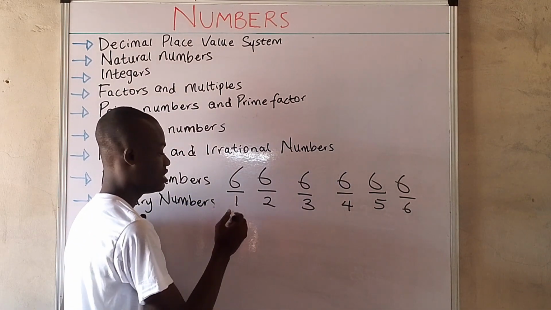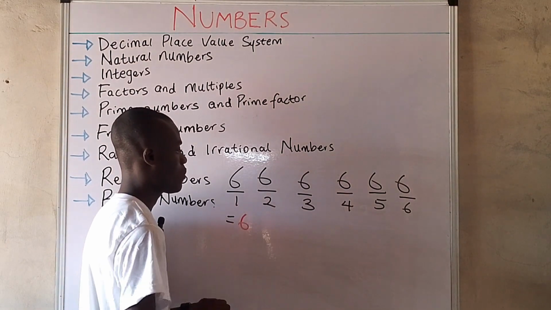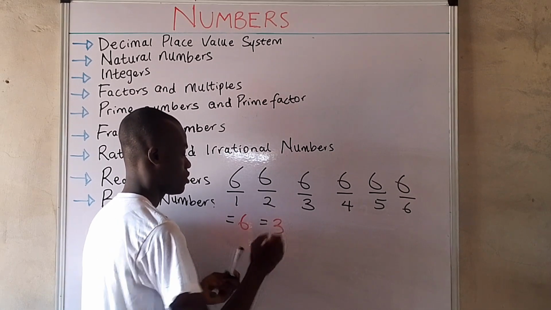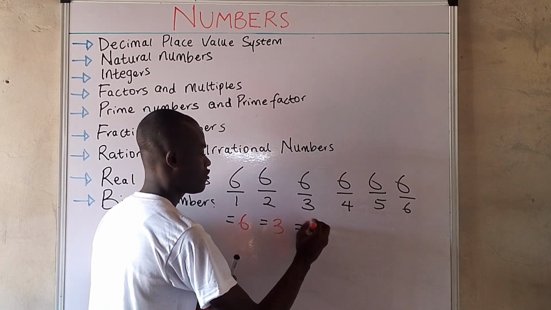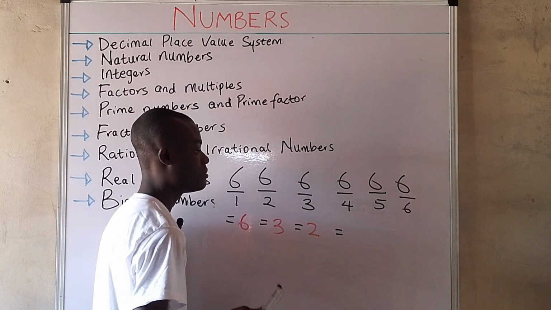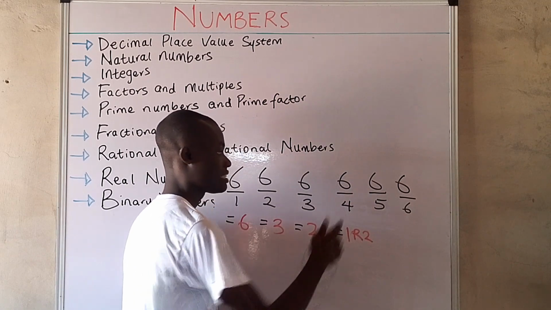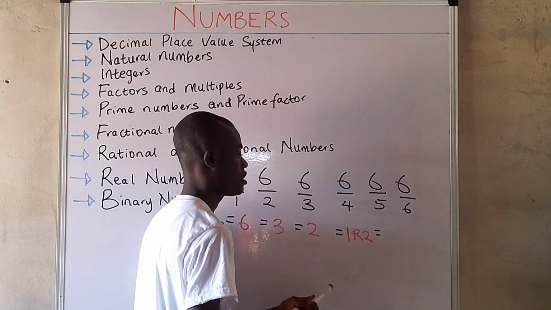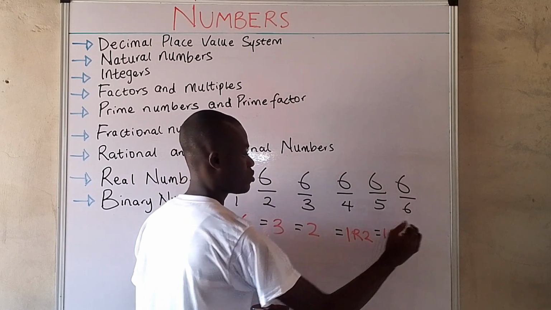Now, 6 divided by 1 will give us 6. We have 6 on this side. For this other one, 6 divided by 2 will give us 3. So we have 3. For the next one, 6 divided by 3 will give us 2. So we have 2 on this aspect. Then for the next one, 6 divided by 4 will give us 1 remainder 2. So I'll write that remainder here. For the next one, 6 divided by 5, we are going to have 1 remainder 1. Then for the next one, 6 divided by 6, we are going to have 1.